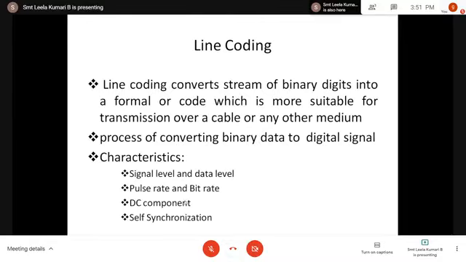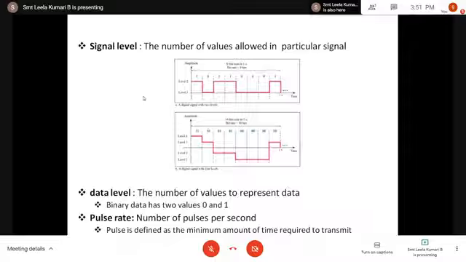So there are 4 different characteristics: signal level and data level, pulse rate and bit rate, DC component, and self-synchronization. The signal level is defined as the number of values allowed in a particular signal, that is, the number of signal levels.